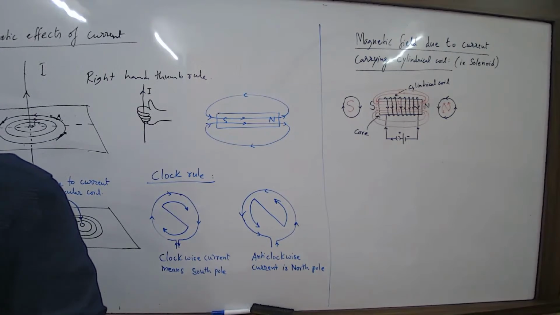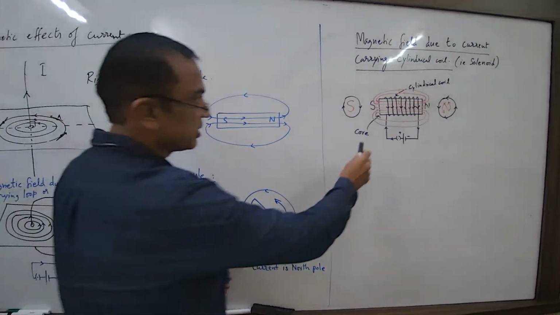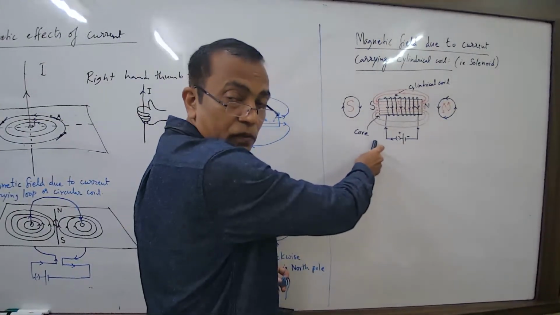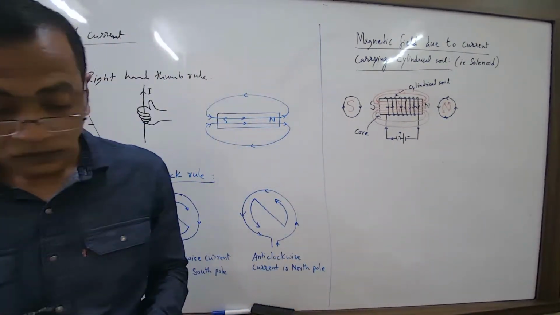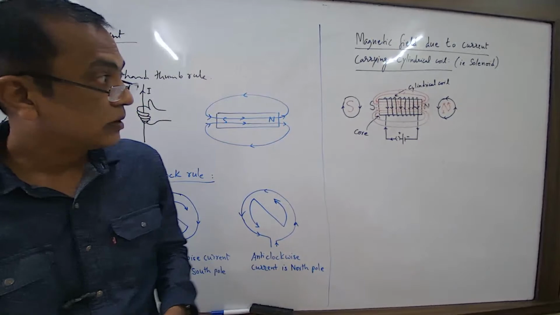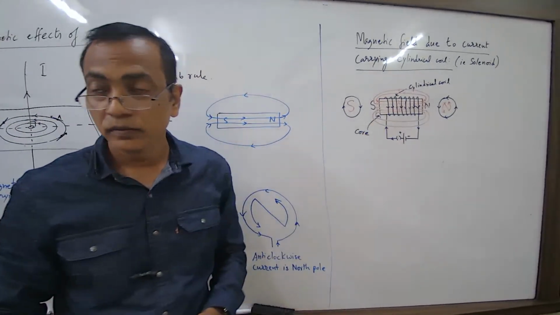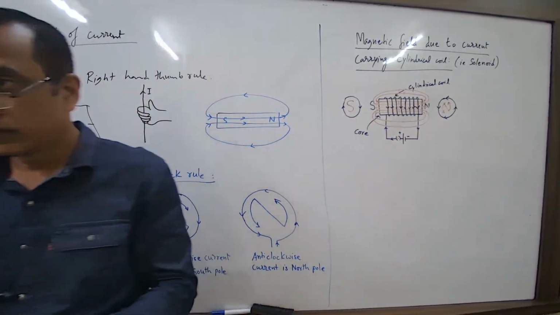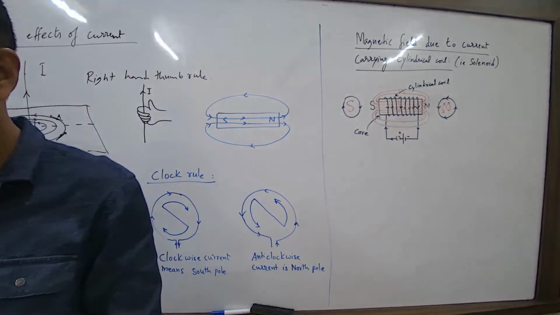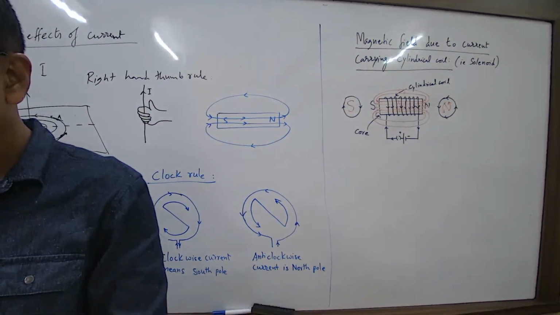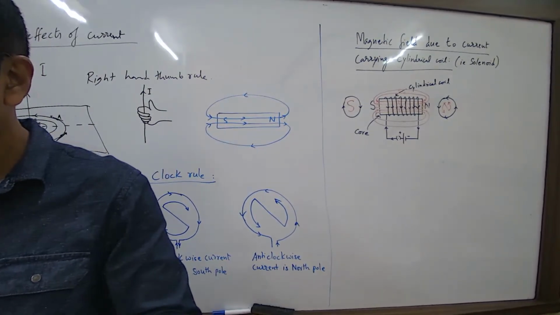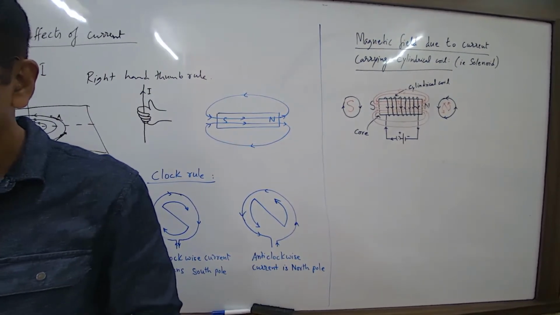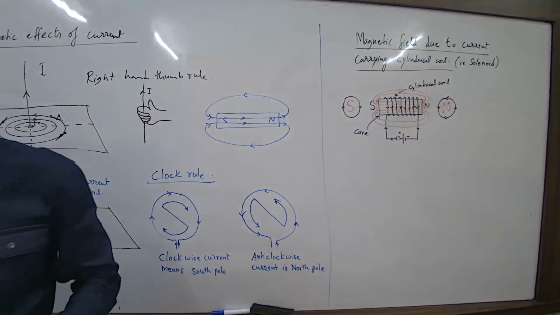So the current is going upwards. From this side, the direction will be anti-clockwise. It is clockwise, no? You're not convinced. Okay, I'll show you how. Come here.